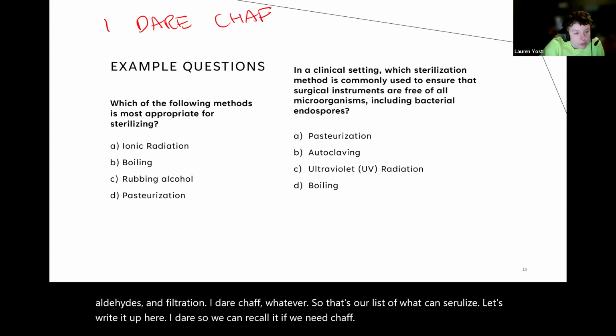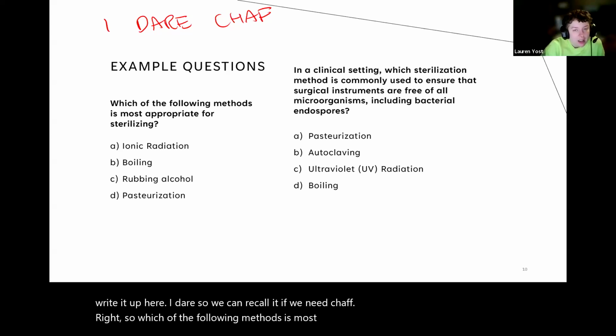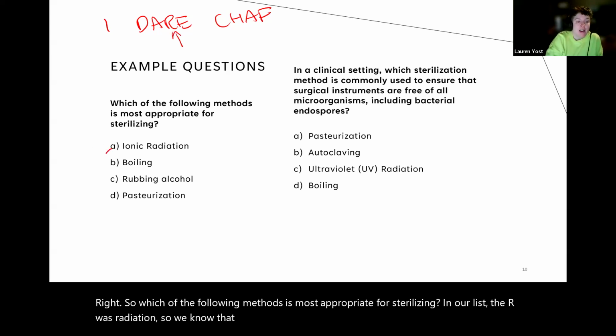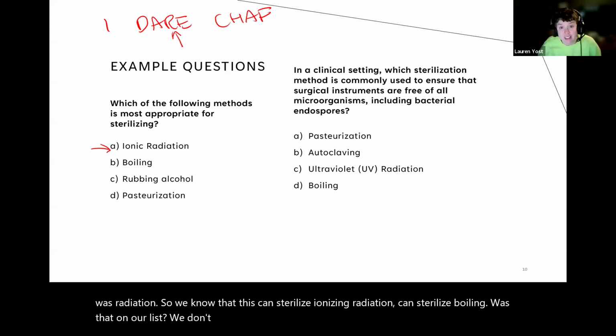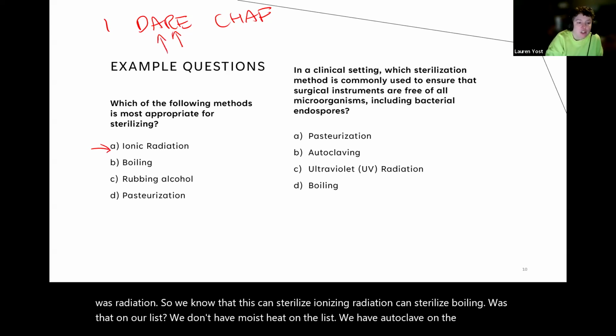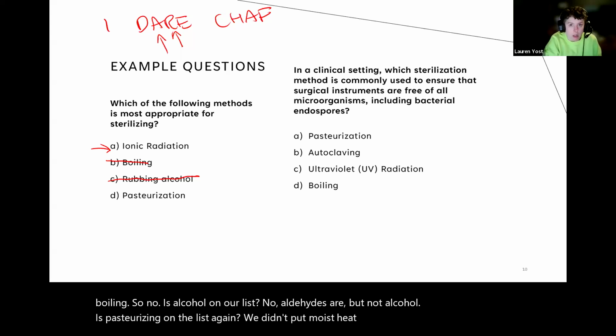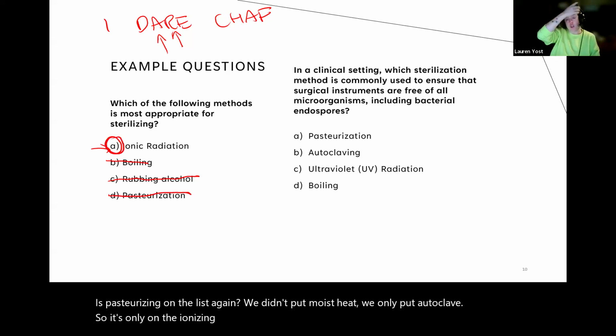Right. So which of the following methods is most appropriate for sterilizing? In our list, the R was radiation. So we know that this can sterilize. Ionizing radiation can sterilize. Boiling, was that on our list? We don't have moist heat on the list. We have autoclave on the list, not boiling. So no. Is alcohol on our list? No. Aldehydes are, but not alcohol. Is pasteurizing on the list? Again, we didn't put moist heat. We only put autoclave. So it's only going to be ionizing radiation, which can penetrate.